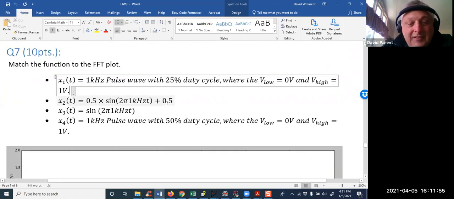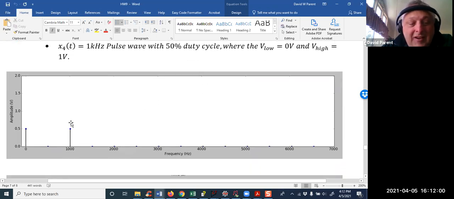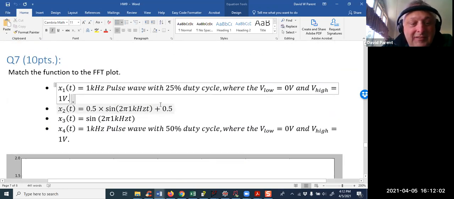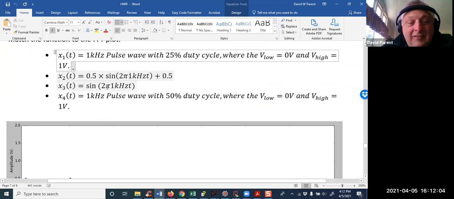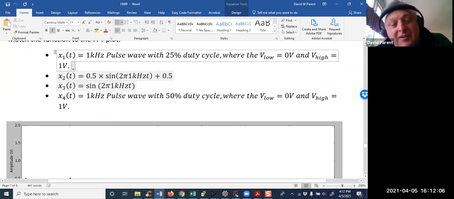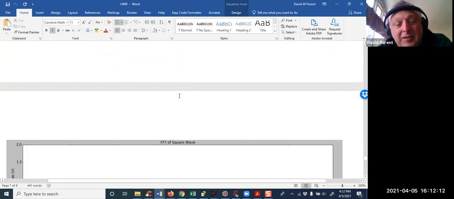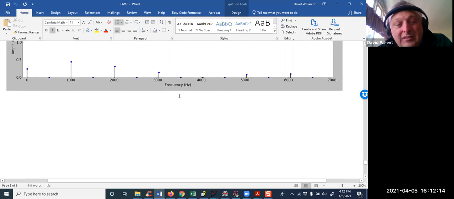Here's something, it's a pure sine wave with a DC offset. So I'm looking for something that has a DC offset and a sine wave, right? Here's something that's all sine wave and no DC offset. And then you have a 50% duty cycle, right? So you can almost do them by eye.